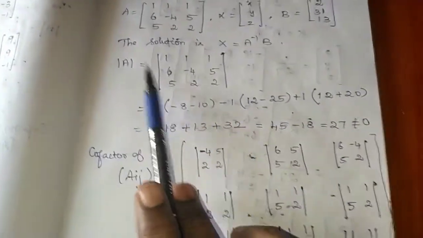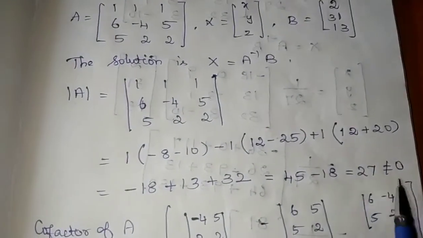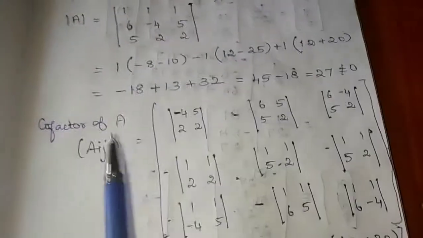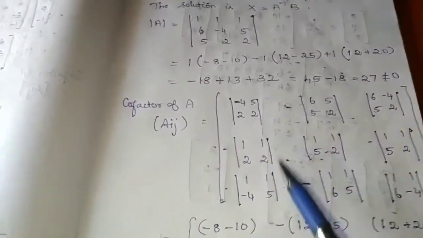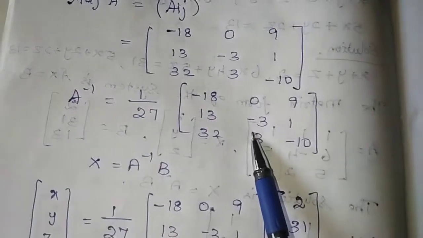First we want to find mod A. Mod A, you know the value, 27, not equal to 0. Similarly, next we want to find adj. Adj means first we want to find the cofactor of A. Cofactor of A, you know the simplification. Find it properly. Adj means the transpose of the cofactor. Find that value. A inverse equal to 1 by 27 adj.